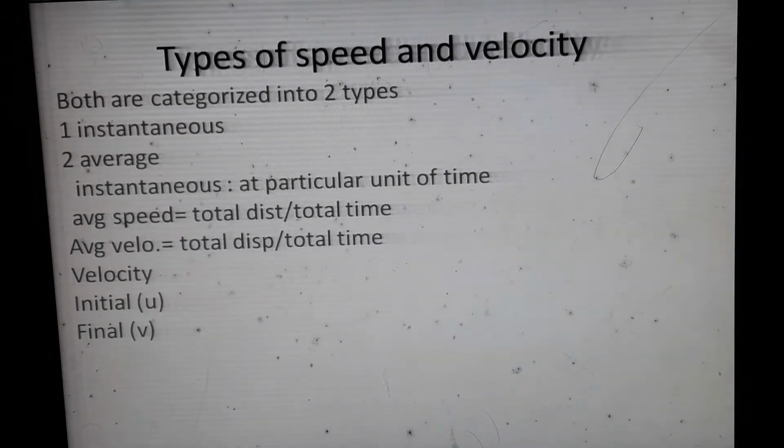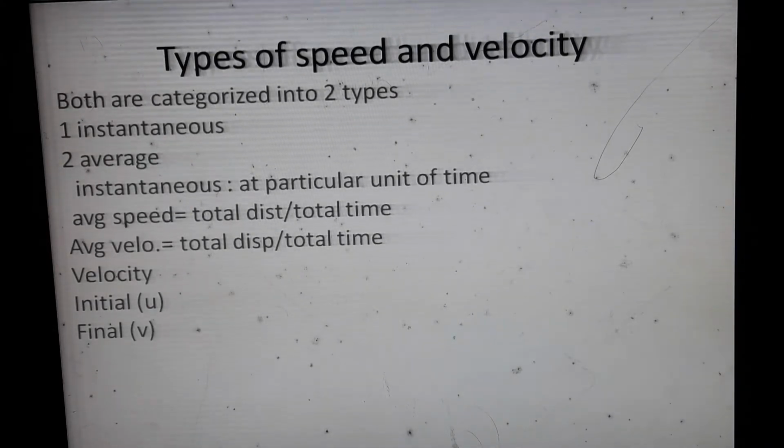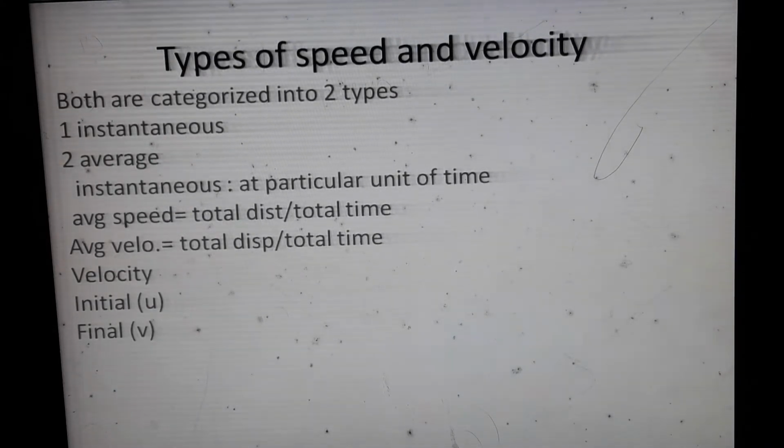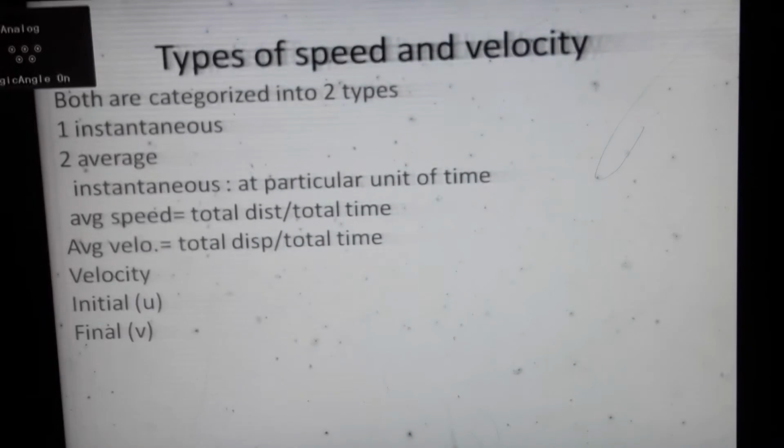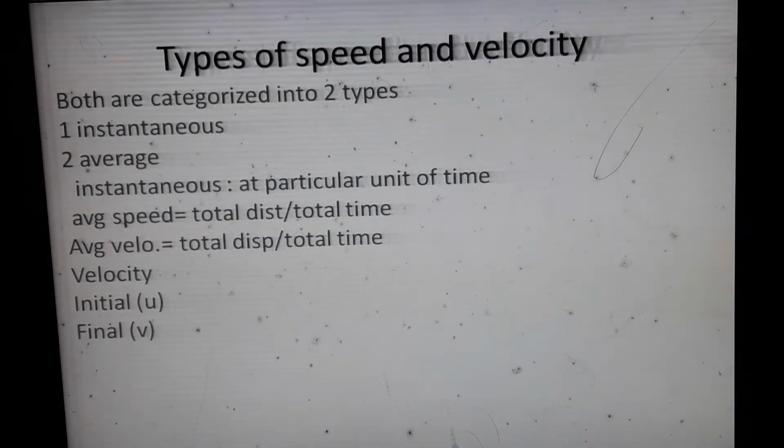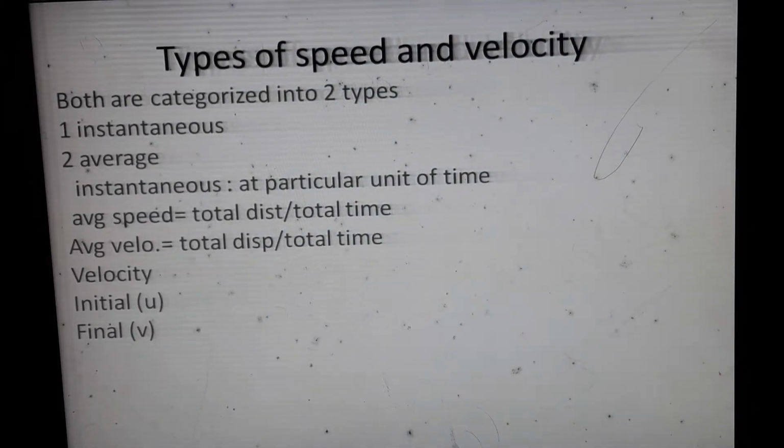Simply, if I cover 60 kilometers within 2 hours, the distance between two cities, I use kilometer as the unit, 60 kilometers within 2 hours. So now what is the average speed? I am going to calculate the average speed, that is 60 divided by 2, that is 30 kilometer per hour.